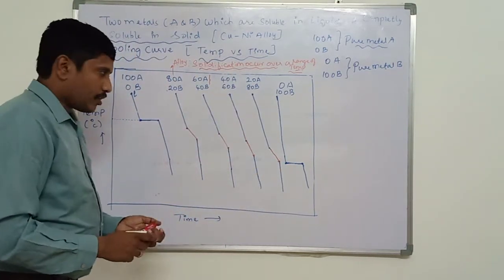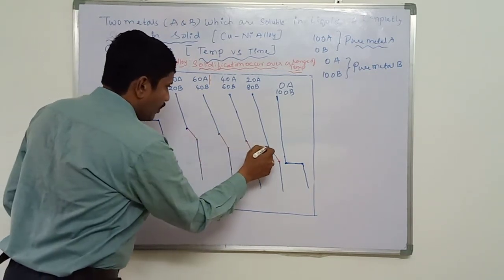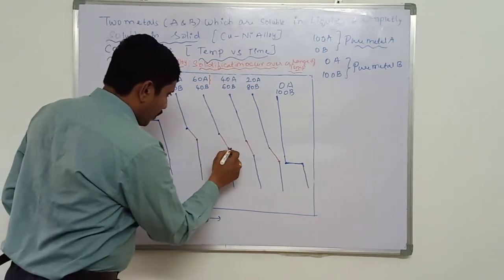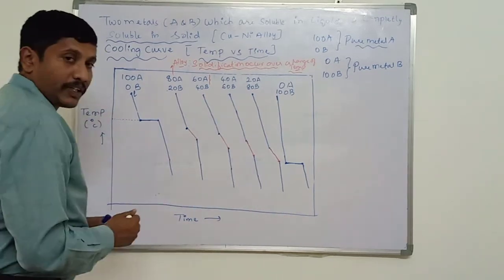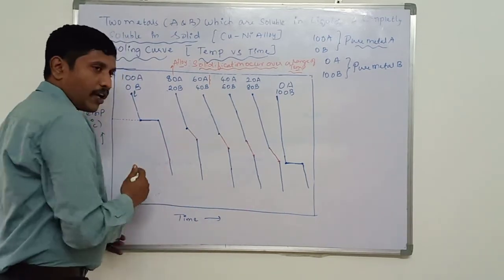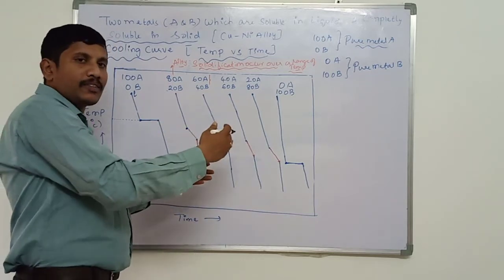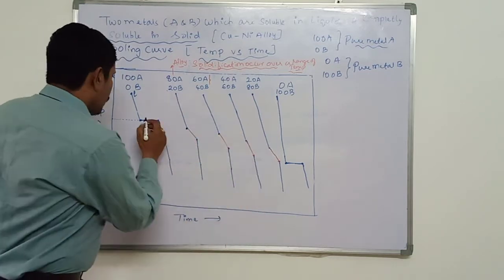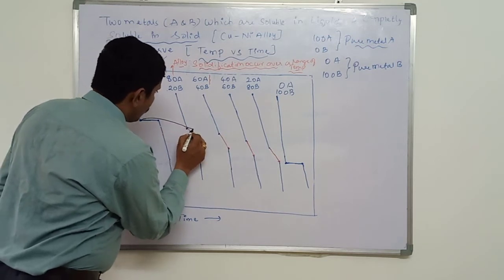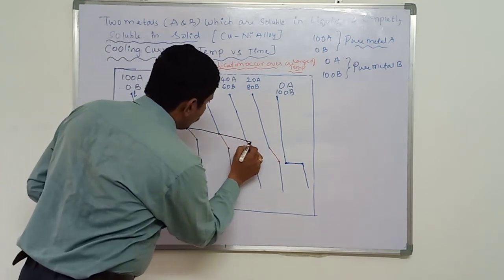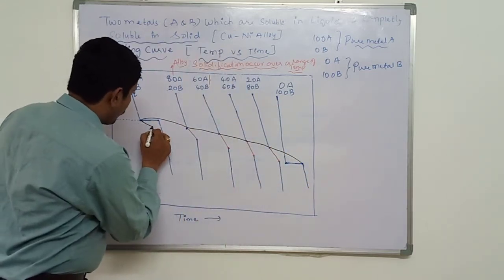Now join all the solidification start points. This is the solidification start point, and join all the solidification end points. So we can get the cooling curve for an isomorphous alloy. With the cooling curve, if we transform these values, we can get the phase diagram. So I am joining all the solidification start points. I am joining all the solidification end points.